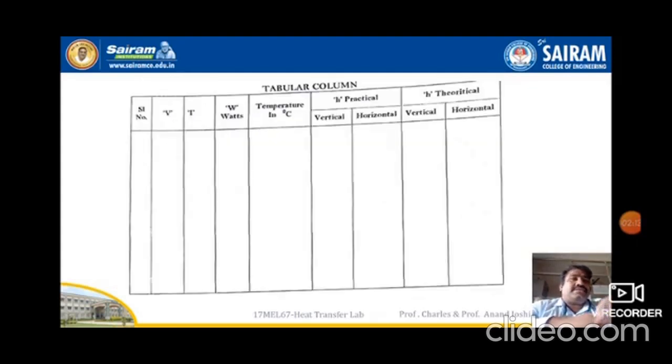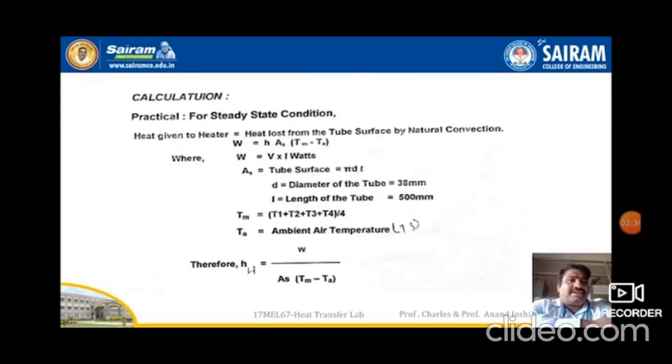This is the tabular column: serial number, voltage, current, watts, temperature in degree centigrade, and heat transfer coefficient in practical, for the vertical case and horizontal case. Similarly for theoretical, the vertical case and horizontal case. For each heat input we are going to find the values of the heat transfer coefficient.